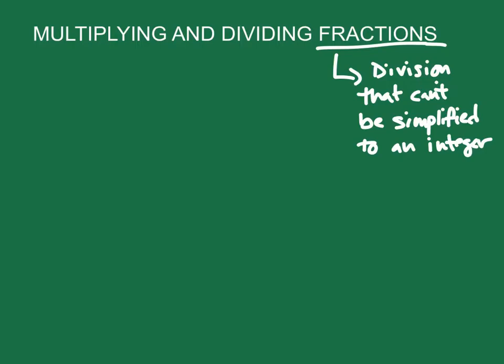A fraction is simply division that can't be simplified to an integer. So for example, if I were to look at the fraction 24 divided by 6, or 24 sixths, that number can be divided and we'll get an integer out of that. So 24 divided by 6 can be simplified down to 4. But if I had, say, 1/2, 1 divided by 2, this is not going to be a whole number. It can't be an integer. And this is going to give me a decimal value of 0.5.